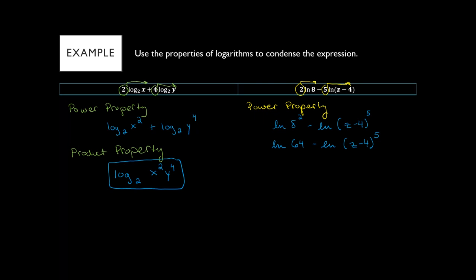So now we have things that are subtracted, and that's telling us that we need to undo it with the quotient property. The quotient property says if they're divided, they become subtraction. So here we're subtracting, so it becomes division. The first thing is going to be on the top, the second thing is going to be on the bottom. So these are going to be under the single natural log, and so 64 is going to be on the top, and then z minus 4 to the 5th is on the bottom. And once you have that single thing in the log or the natural log, that's when you're done and you have condensed it.